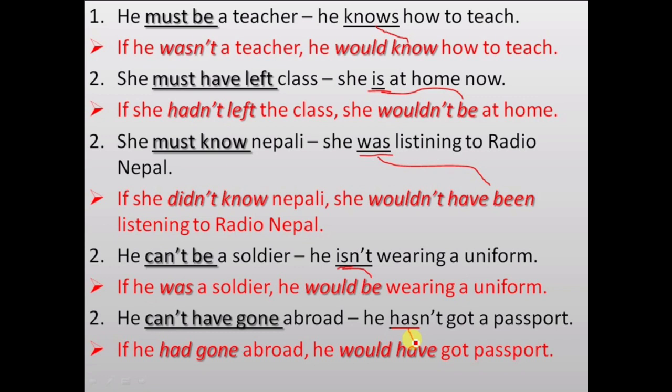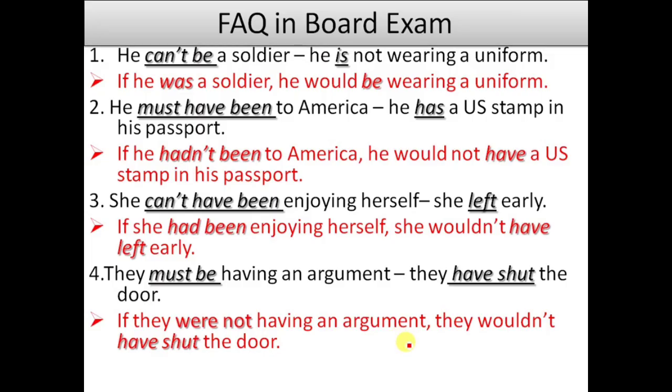He can't be a soldier because he is not wearing a uniform. If he was a soldier, he would be wearing a uniform. He can't have gone abroad because he has not got a passport. If he had gone abroad, he would have got a passport. So let's solve some frequently asked questions in your board examination. Let's change deduction and reason in if sentence.